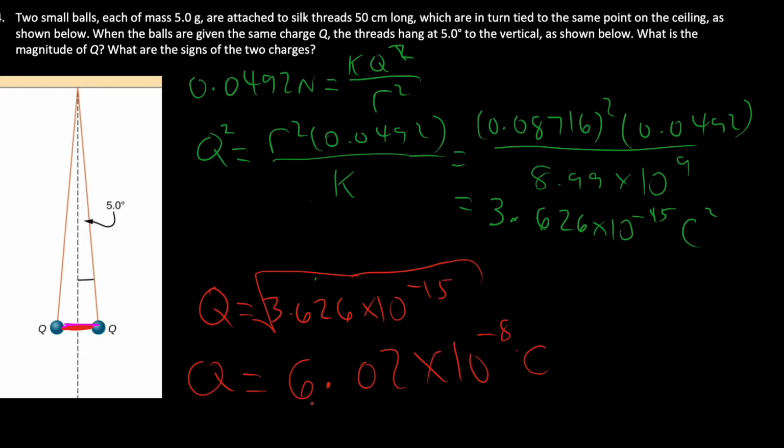So what are the signs of the two charges? So we know for this charge here, it has electric force pointing to the right, and for this one, if you do the force analysis, it must have a force pointing in this direction, to the left. So they repel each other. So the sign of the two charges must be the same.